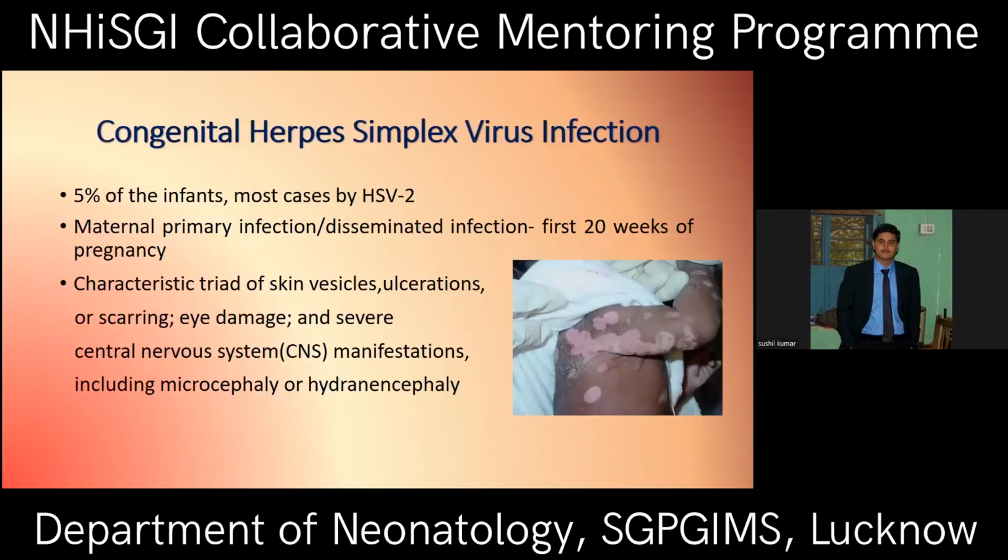So moving on to the categories of herpes infection, congenital herpes virus infection is a very rare entity. Only 5% of the infants affected with herpes viruses manifest with congenital herpes. The likely setting will be maternal primary infection or disseminated infection acquired in the first 20 weeks of pregnancy.